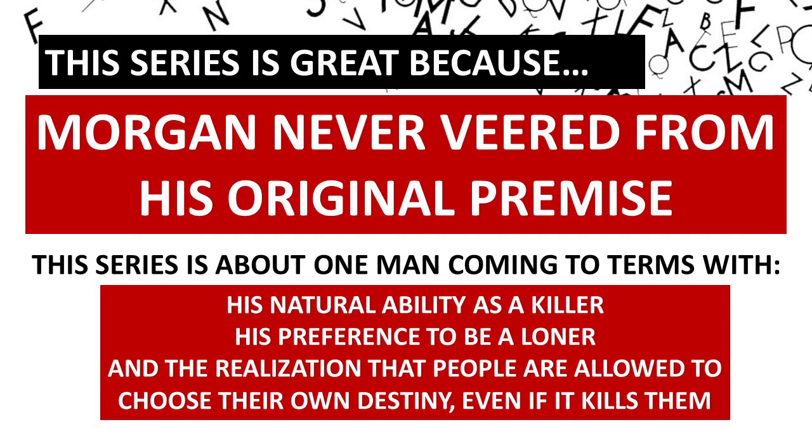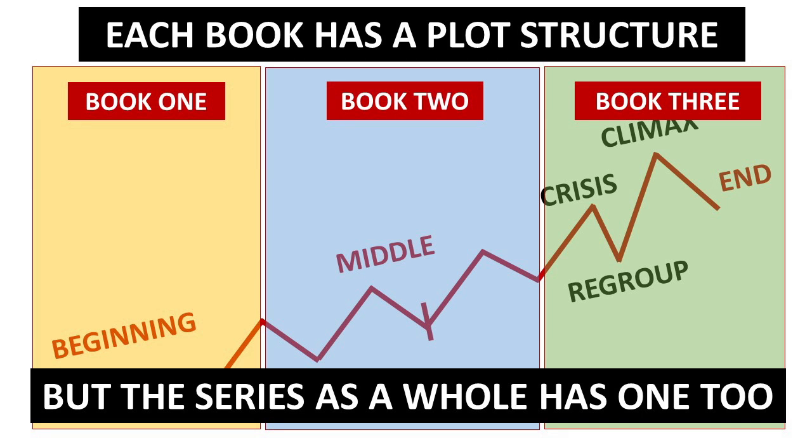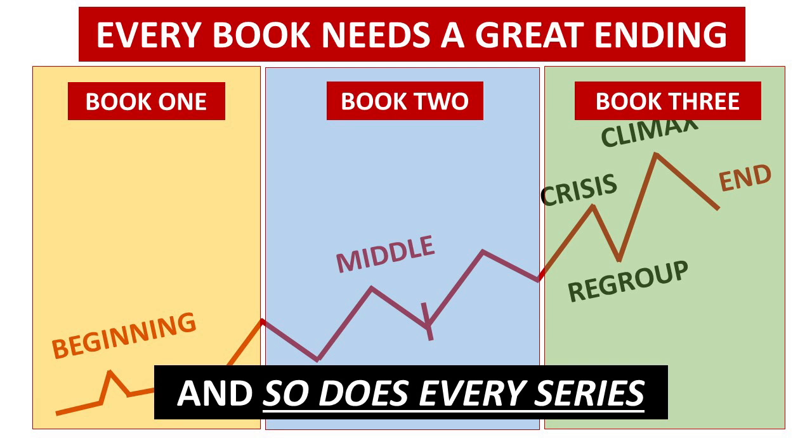It was just really great. So here's a little graph to show you what I mean about each book has a plot structure, but the series as a whole has one too. So just Book 1 is the beginning, Book 2 is the middle, and Book 3 is the end. And if you plot your series this way, I guarantee you, you'll be happier for it.